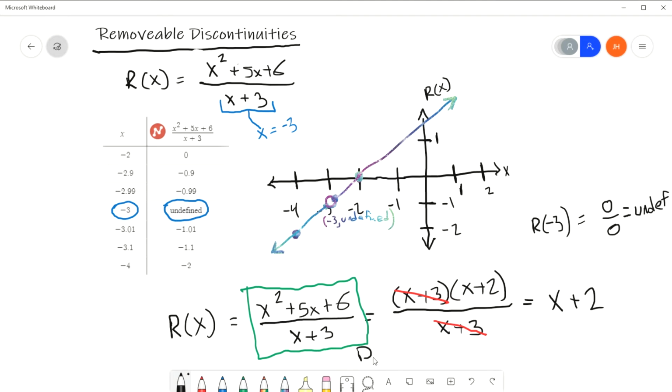This function has a domain of all real numbers with x not equaling negative 3. So even though I've simplified it to x plus 2, I still need to keep in mind that my domain is all real numbers without negative 3. Oh, I should say x does not equal negative 3.